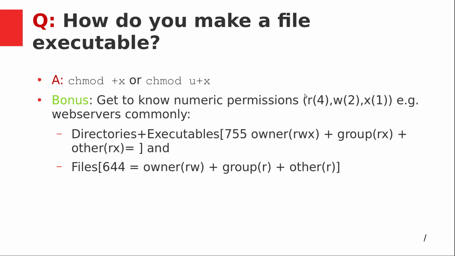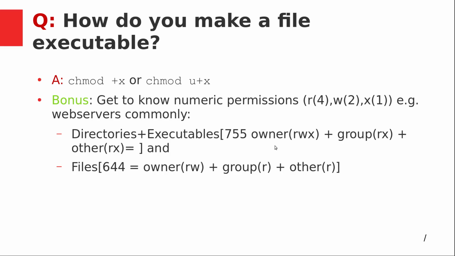I've just given a hint here, but you can obviously also read up about it: you've got rwx, read, write, execute, which gives you a score, I think it's called an octal score, 4, 2, and 1. For example, in a web server, directories and executables will have permissions of 755, and anything else, i.e. files, will be 644. So 755 indicates that everyone has read and execute rights, but the owner also obviously can write.